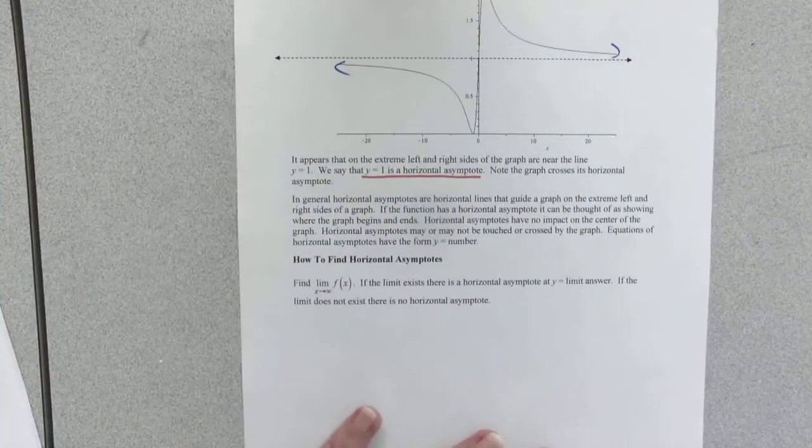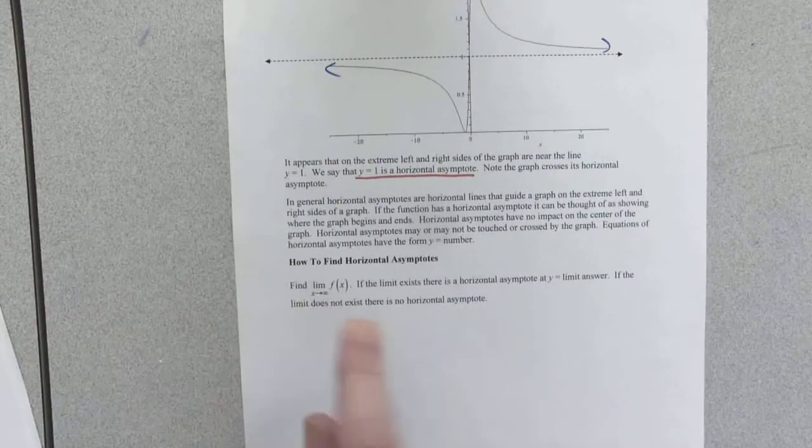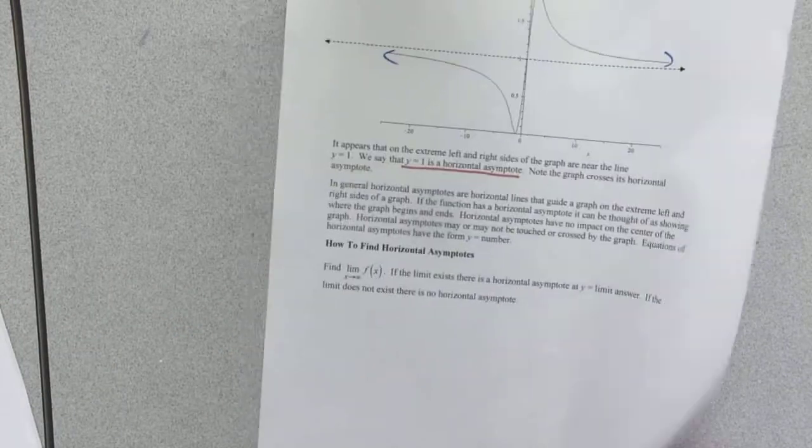How to find horizontal asymptotes. Find the limit as x goes to infinity of f of x. If the limit exists, there's a horizontal asymptote at y equal the limit answer. If the limit does not exist, there is no horizontal asymptote. Now, I did just say as x goes to infinity. A disclaimer.